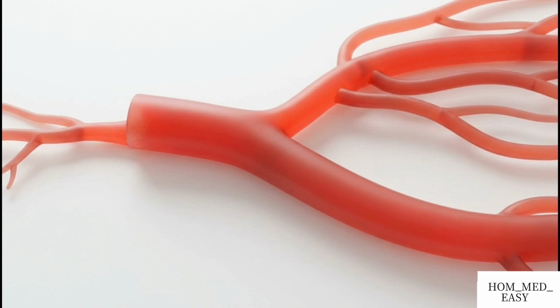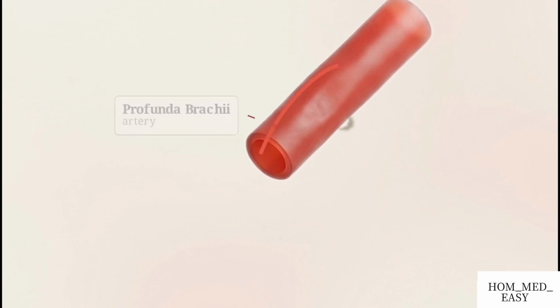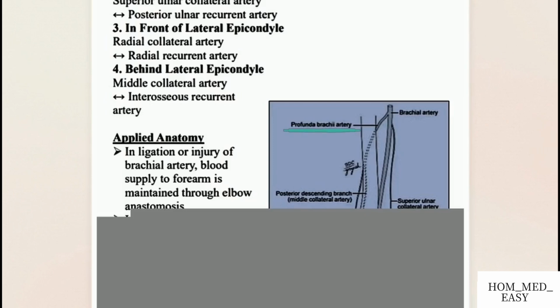Transitioning across the joint to the lateral epicondyle requires tapping into a different source. The lateral collaterals primarily originate from a major offshoot called the profunda brachii artery. Looking at this schematic blueprint, we can trace the profunda brachii as it separates from the main brachial artery, specifically to supply the lateral, or outer, aspect of the arm.